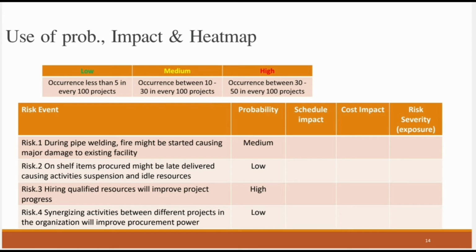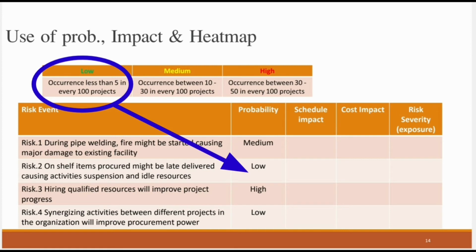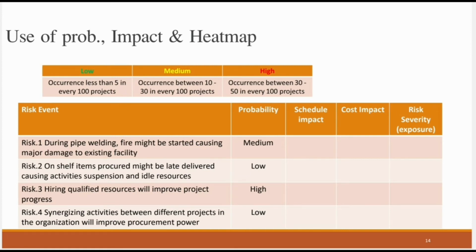Well, risk number 2, on-shelf items procured might be delivered late, causing activity suspension and idle resources. It's a shelf item anyway, and usually shelf items are easy to replace. I believe it's going to be low, and it's rarely happening in the project. It happens 5 in every 100 projects, so I believe it's going to be low. What about risk number 3?